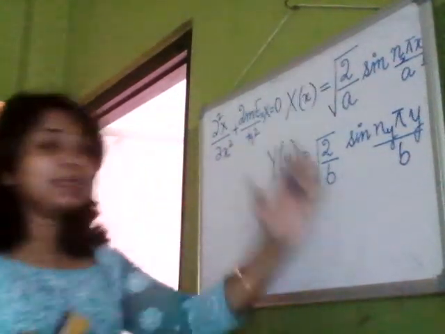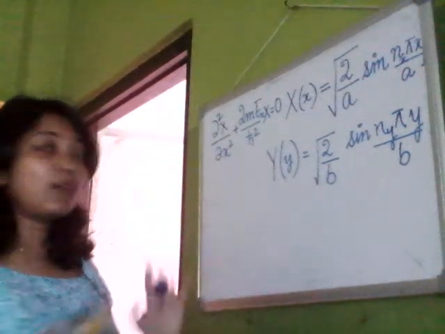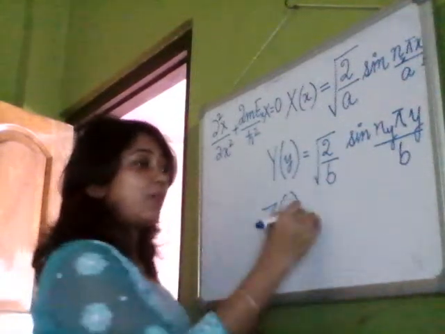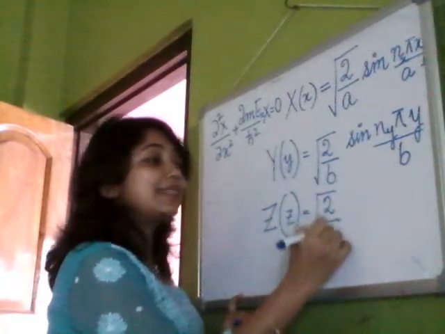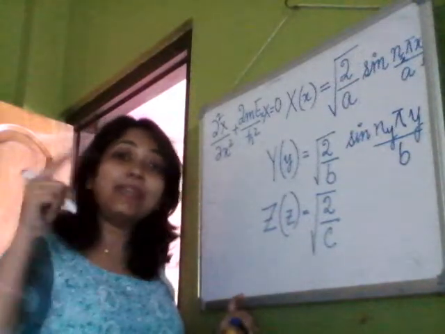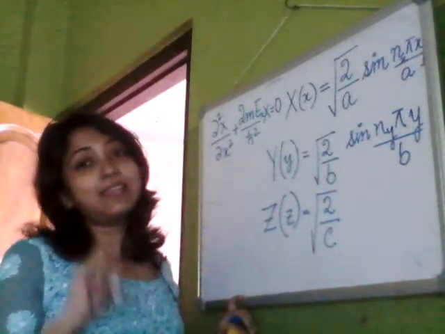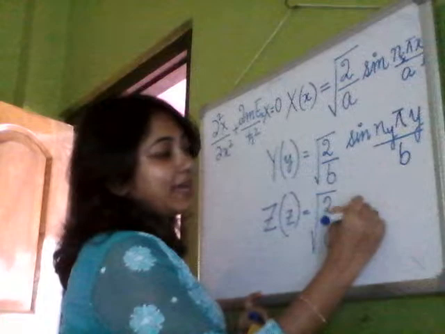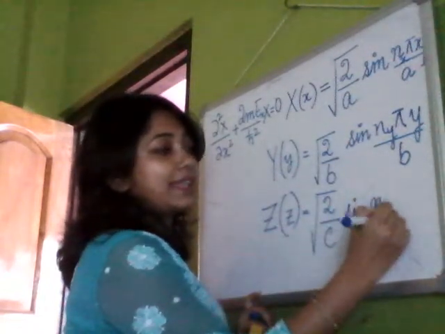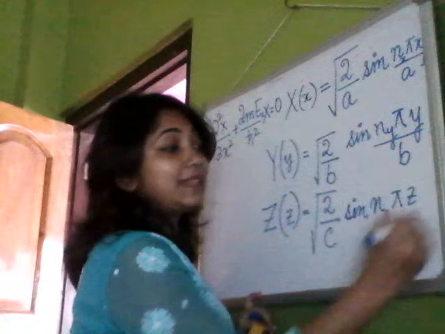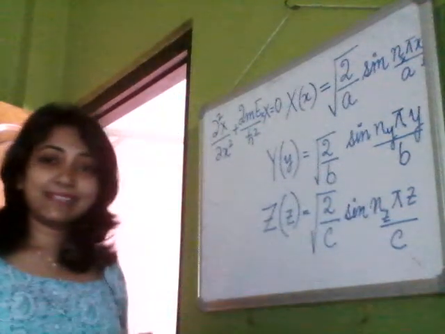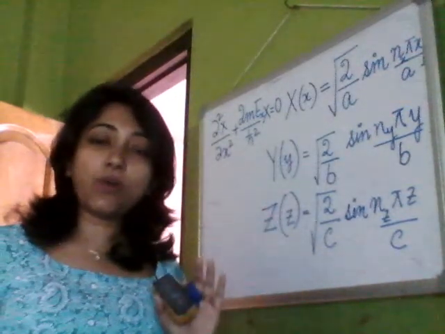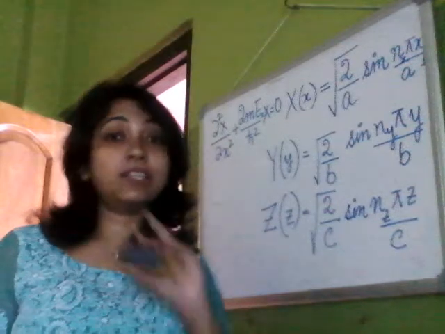Right? In the same analogy, what will I now write for z? My z will now be root over 2 by c. Because instead of a and b, now along the z-axis we had defined it as 0 to c. Correct? So it will be 2 by c, once again sine, but now the number will be called nz, pi z by c. So this is what brings us to the complete solution of the Schrodinger equation for three dimensions.